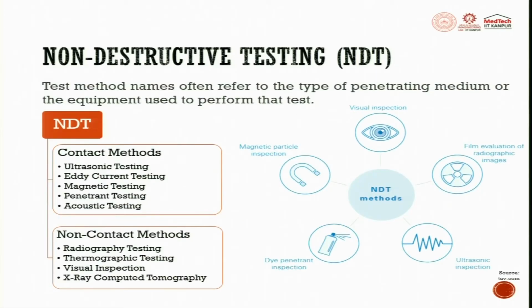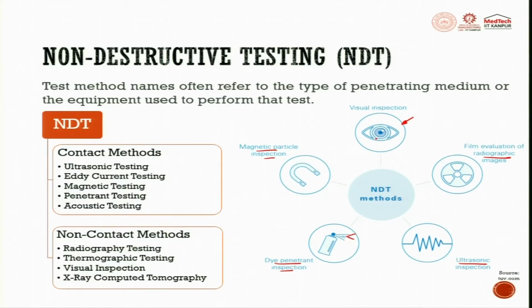This graphic represents the major non-destructive tests in detail. The methods include visual inspection, that is just by naked eye without using any passive or active method. We try to visualize whether the product or the component meets the conformance or not. Then film evaluation of radiographic images, ultrasonic inspection, dye penetrant inspection, magnetic particle inspection. In dye penetrant inspection, the spray or the liquid we make to penetrate the component would definitely contact it.